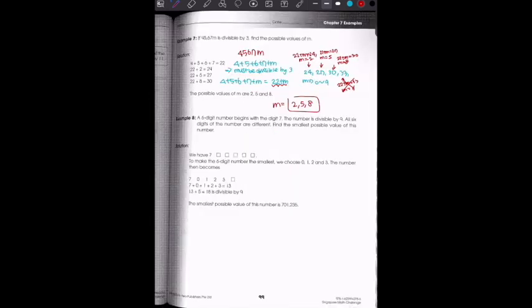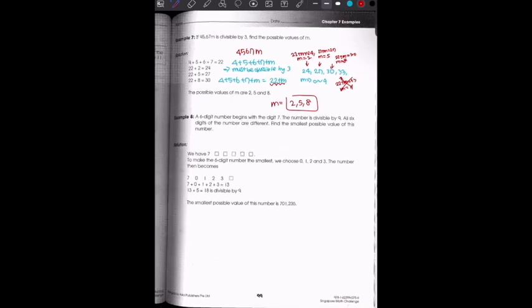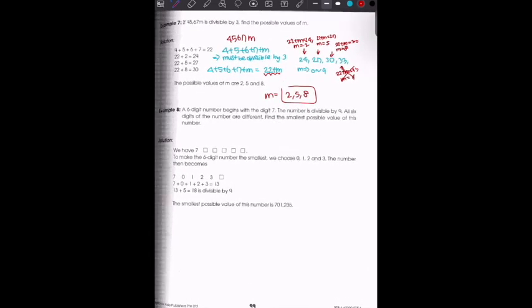Now we're going to take a look at the next example. So it says a 6-digit number begins with the digit 7. So we have 6 digits and it begins with 7. The number is divisible by 9, and that tells us that the sum of the digits must be divisible by 9. Then it says all 6 digits of the number are different. Find the smallest possible value of this number.